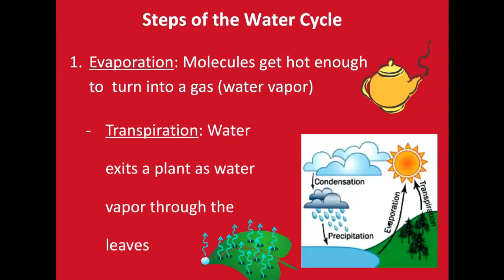There's a specific type of evaporation that happens from plants, and this is called transpiration. So transpiration is just evaporation from plants. It's going to be where water will exit through the leaves of a plant through the stomata, those little openings on the underside of a leaf.